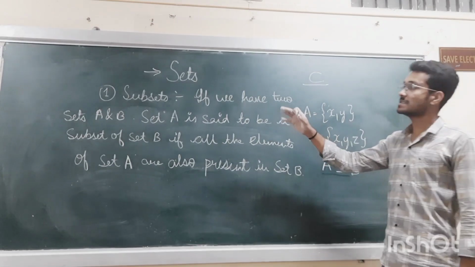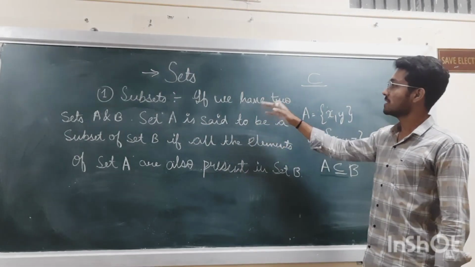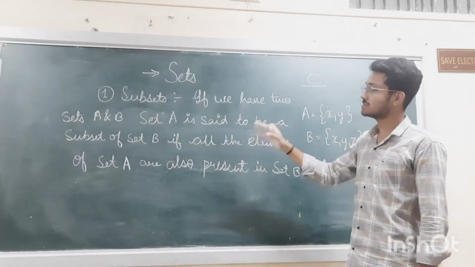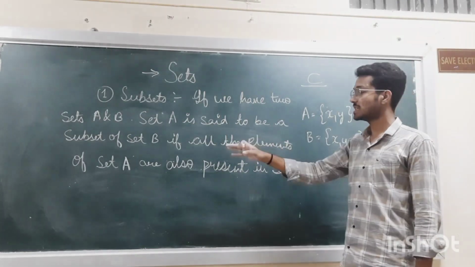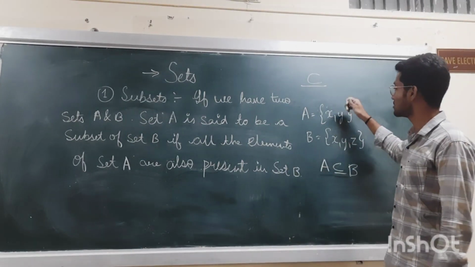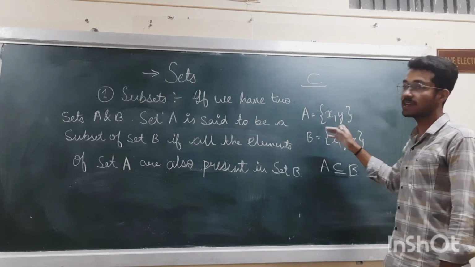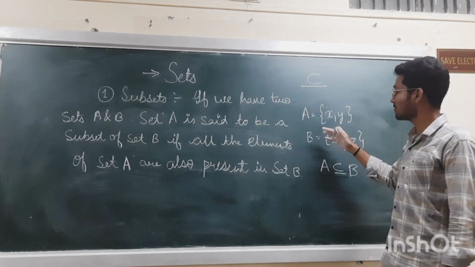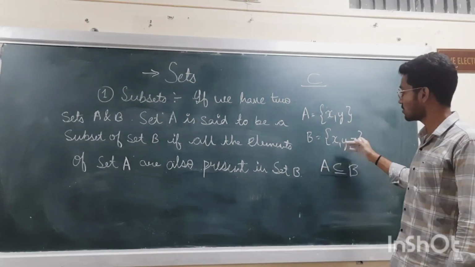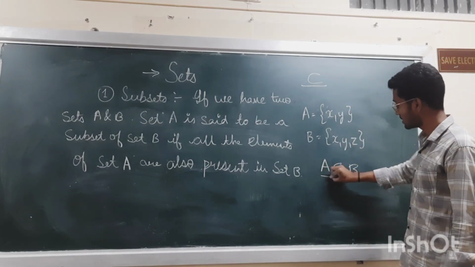So our first topic is subset. First we understand the definition of subset. If we have two sets, set A and set B, set A is said to be a subset of set B if all the elements of set A are also present in set B. For example, if A has two elements x, y and B has three elements x, y, z, we can see that the elements of A are also present in B. So we can say that A is a subset of B. We can denote subset by this symbol, and this is the definition.